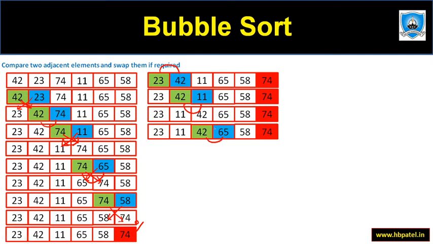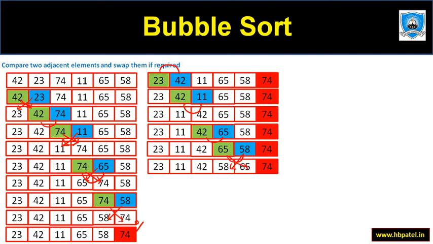All right. So 65 is already higher and it is on the right hand side, so I don't need to swap. And lastly compare 65 and 58. Now in this case I need to swap because 65 is higher, but it is on the left hand side, so I'll be shifting it over here and 58 over here. So now 65 is at its right position, the second maximum number. So now all you need to do is just look at this many elements.